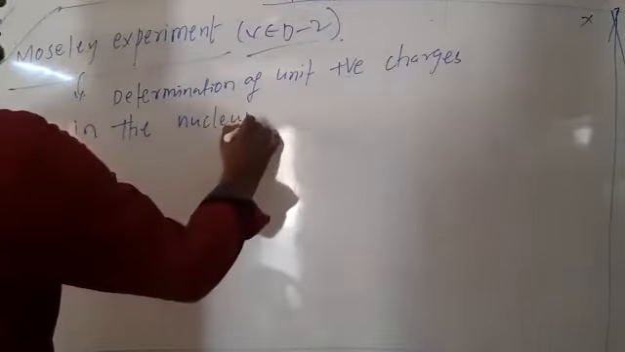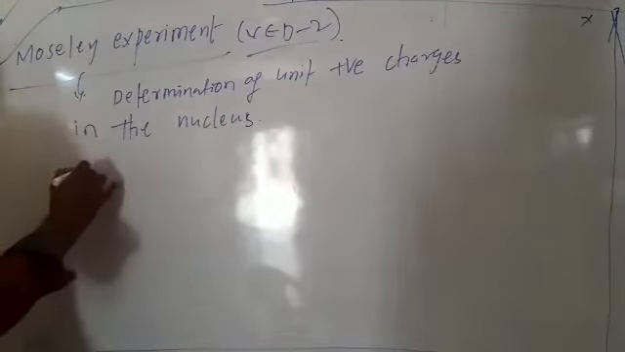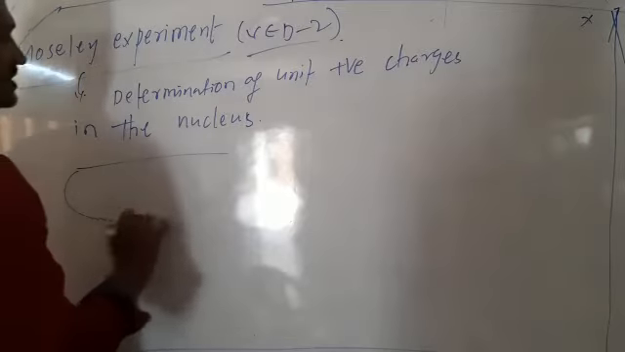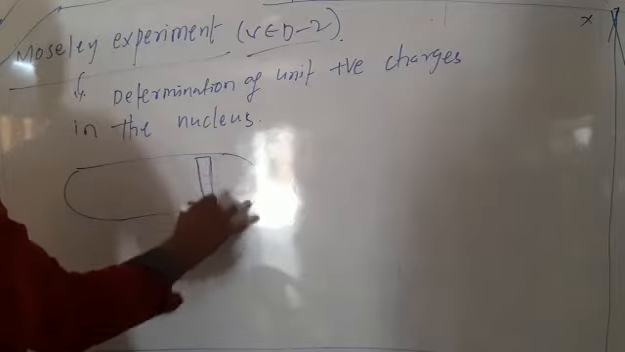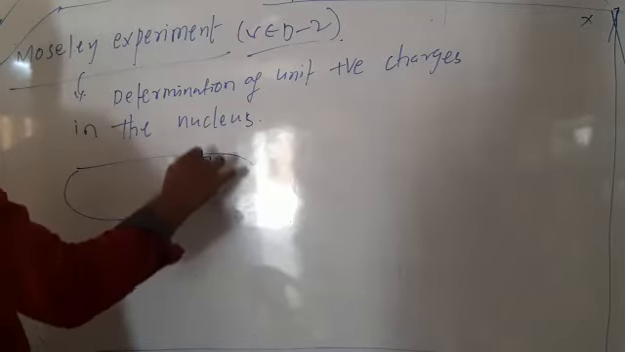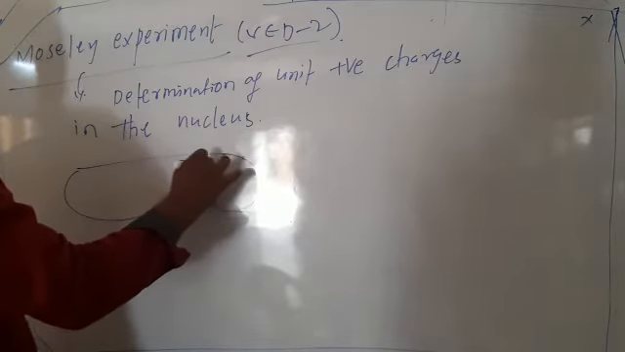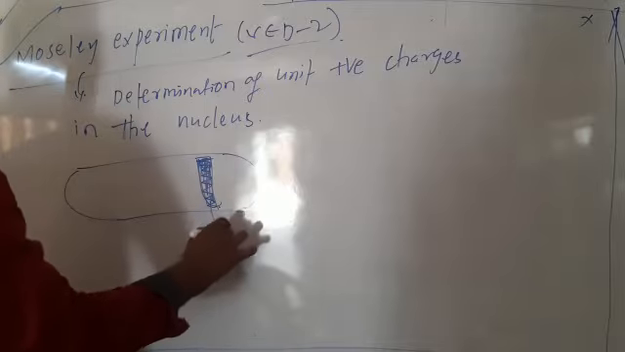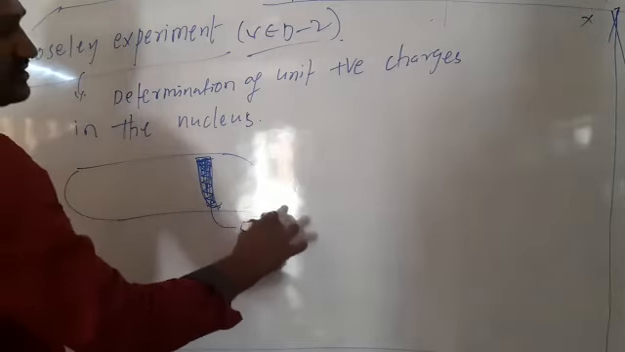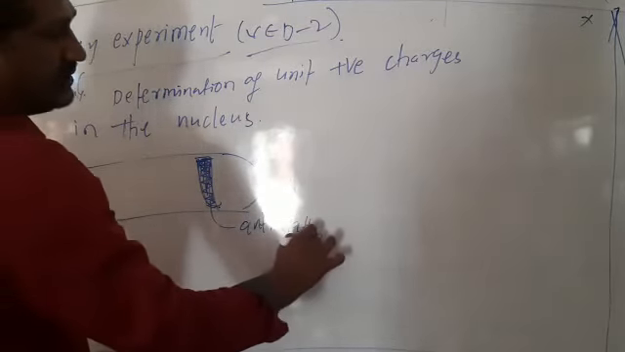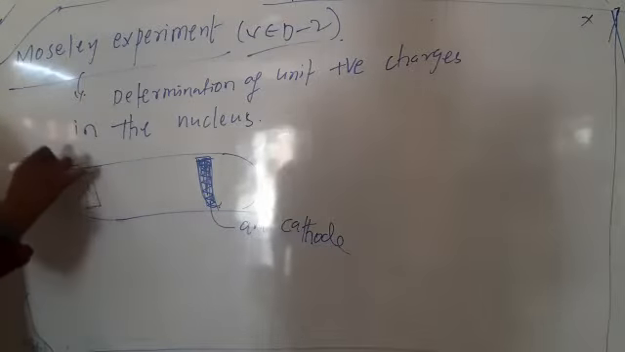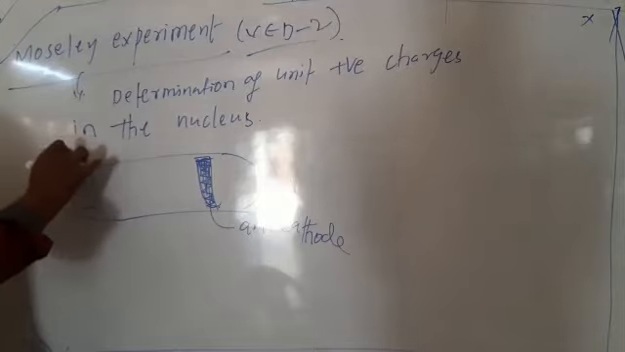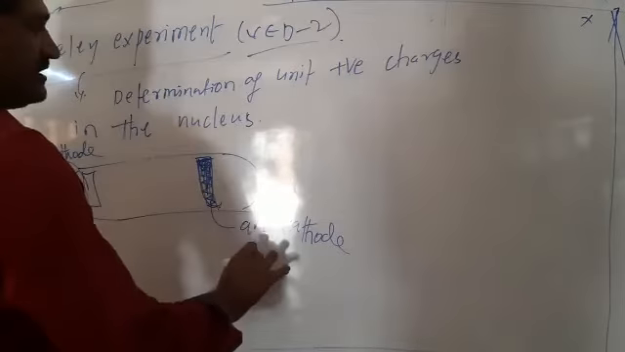So here he has taken a discharge tube. In the discharge tube he has taken various metal plates. These different metals he has taken as an anode are called anti-cathodes. And he has taken a cathode metal. This is a cathode, which is also called a metal target.